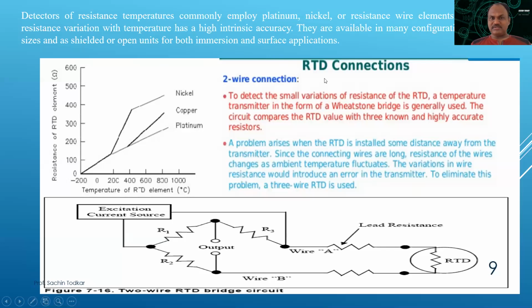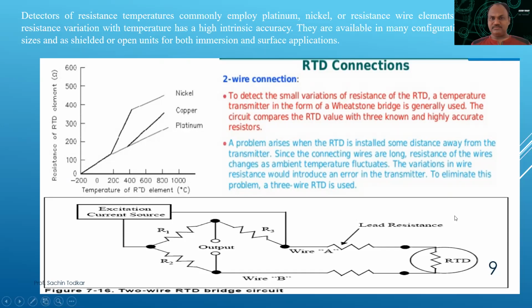Now, resistance temperature detection or detectors will be employed with the help of some specific conductor. Just now I have told you that conductors are platinum, nickel, or resistor wire elements whose resistance variation with temperature has high intrinsic accuracy. We need accuracy in temperature detection. That's why platinum and nickel will be used. They are available in many configuration and sizes, as shielded or open units of both immersion and surface application. So sometimes surface application will be there. Sometimes we can dip that particular RTD sensor in that material.